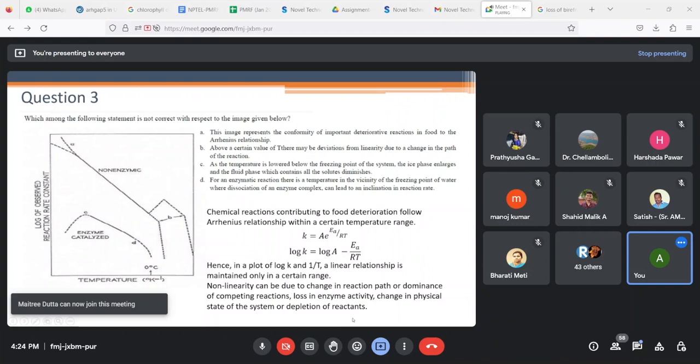And depletion of reactants. Over the time, if your reaction keeps on proceeding, at some point of time, your substrates will kind of get depleted. At that stage, when your reaction depends upon your substrate concentration, it will no longer follow a straight line. It will have differences in the linearity. Is this understood? Why we don't see a linear relationship at higher or lower temperatures?